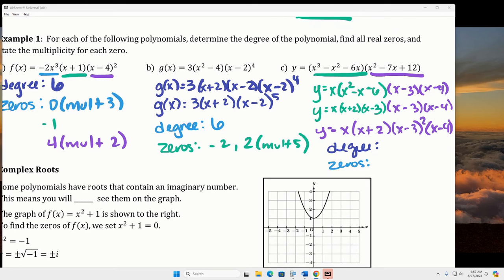All right, what did you guys get for your degree? 5. Good. All right, and then your zeros? -2. Through the multiplicity of 2. 0. 0. Good job. Very good. All right, what questions do you guys have?